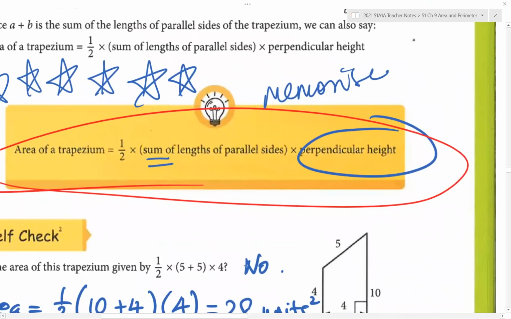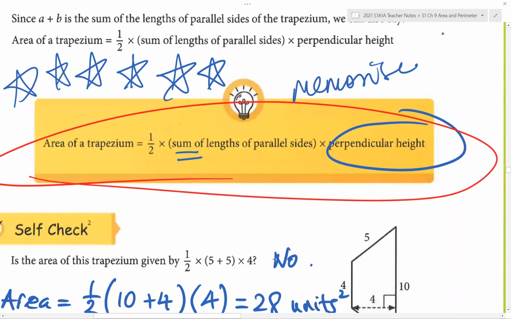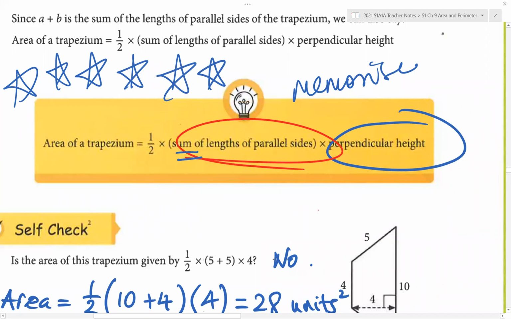We will say it again, on the count of 3. 1, 2, 3. Area of trapezium equals to... there are 3 parts to this. The half is just a number, half times the sum of the length of the parallel sides. You just need to identify the 2 lines that are parallel, lines that do not meet. Find the length, add. As simple as that.